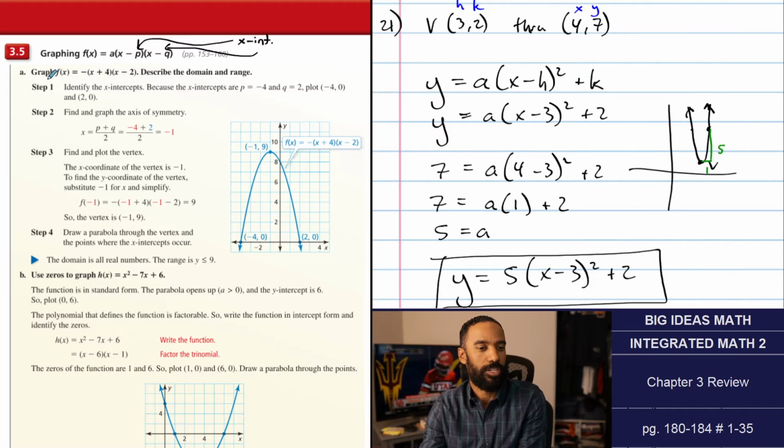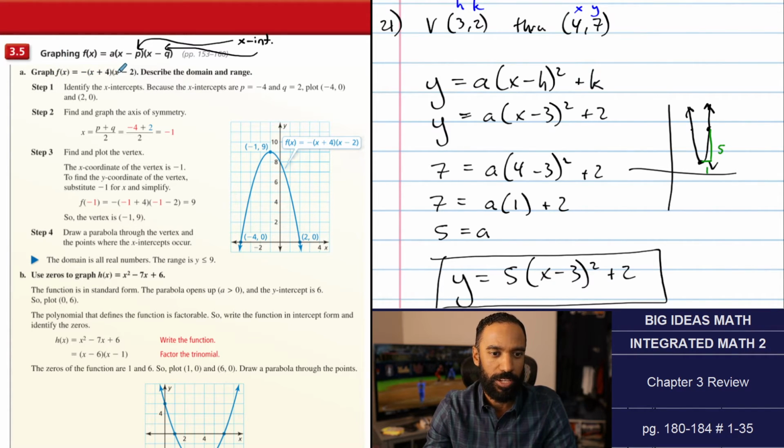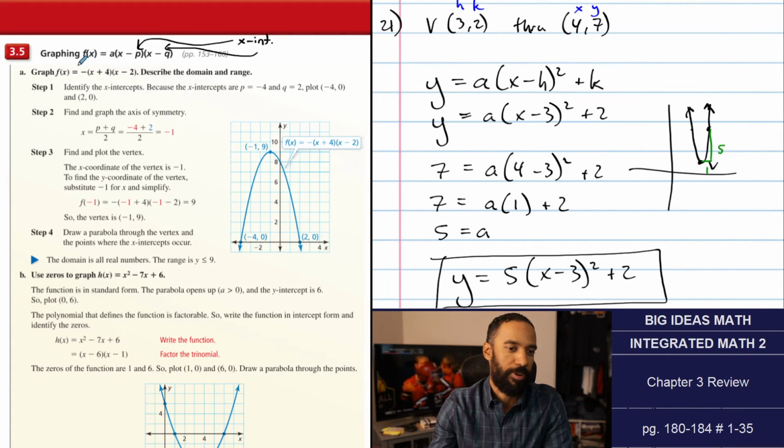But here, in the example, graph f of x equals negative x plus 4 times x minus 2, and describe the domain and range. First of all, the a value is negative 1. That's, in terms of replacing what we're seeing there, the a value. That means it's going to flip over. No stretch, but flip over.